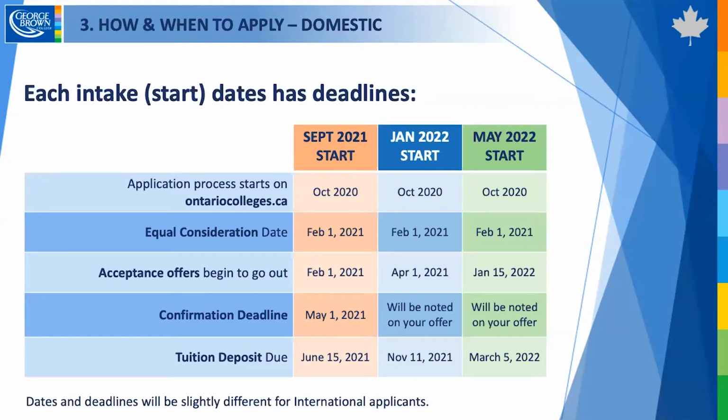Now let's say you're coming for the January start date. It will differ a little bit in terms of dates. Not so much. You will still apply starting in October. The equal consideration date is still February 1st. And then acceptance offers will go out probably around April 1st. So you have a little bit of time where you will be waiting. And then in terms of when you need to confirm, it will be noted on your offer. So definitely be sure to check when you need to confirm by.